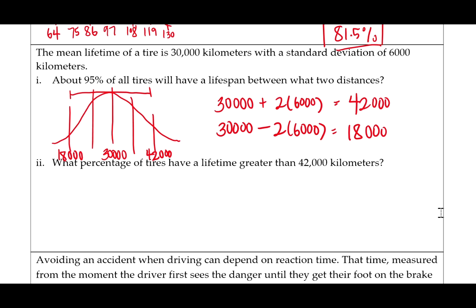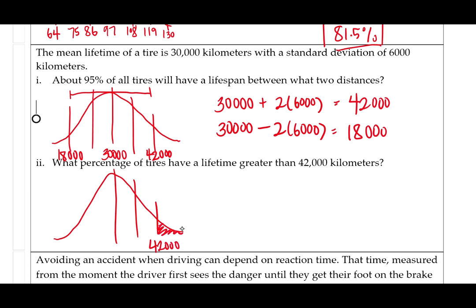What percentage of tires have a lifetime greater than 42,000? So we've already drawn this picture, and 42,000 was here, 2 standard deviations above the mean. I want just this area that is greater than 42,000. Well, we already talked about how this area here is 95%. The whole thing is 100%. So if I have 95% in the middle, then I have 5% left, and half of that, 2.5%, will be in that tail, and 2.5% will be in the left tail. So the answer, the area in the right tail, is 2.5%.